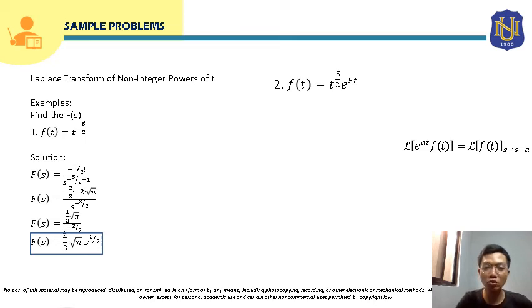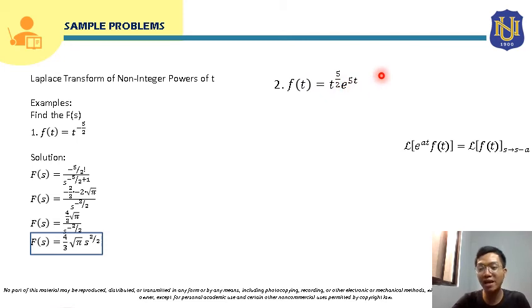Now for number 2, the given f of t here is t raised to 5 halves times e raised to 5t. So for this, we can actually apply the first shifting theorem, because we have here e raised to 5t.